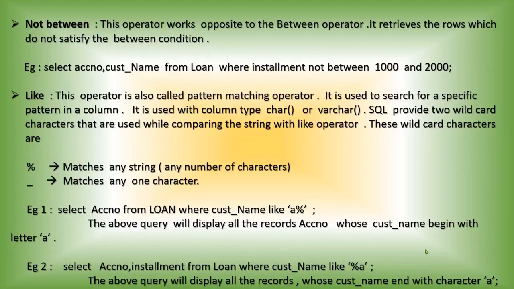See this one? Next is the like operator. This operator is also known as the pattern matching operator, and it is used for searching for a specific pattern of values. These are the 2 types of symbols that can be used along with the like operator. One is percentage sign and another one is underscore. Percentage matches any string, that means any number of characters. Underscore matches only one character.